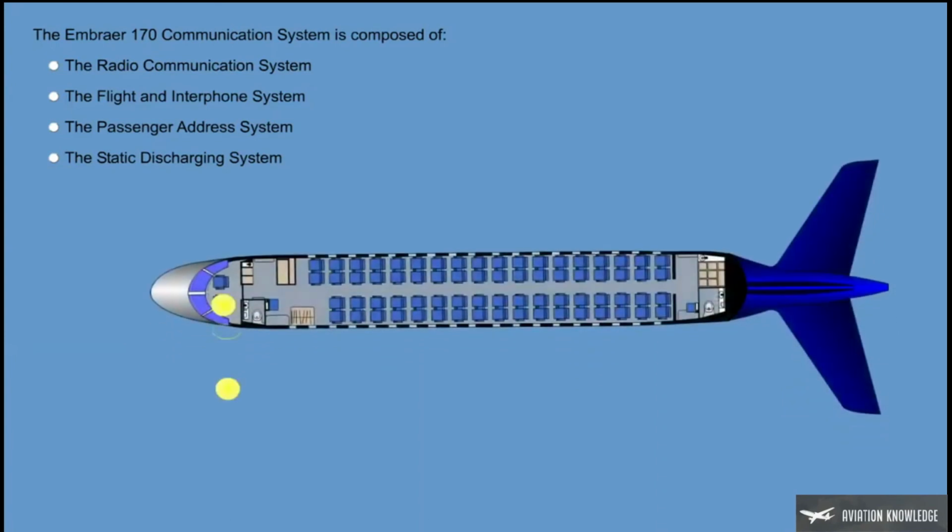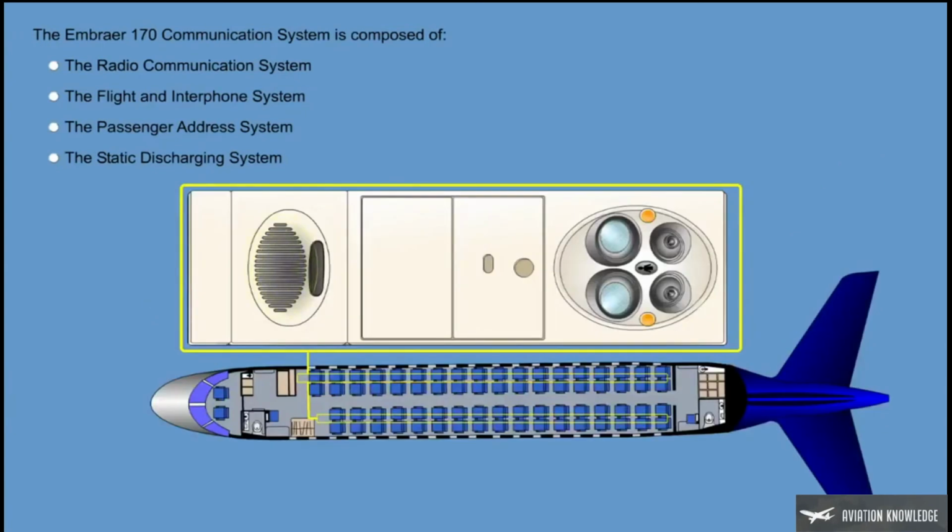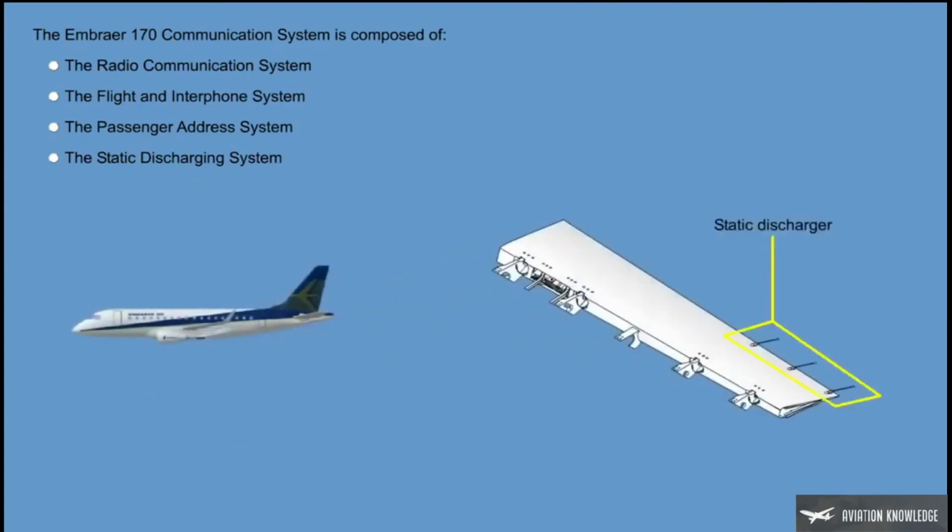The flight interphone system enables communication among the crew and to ramp personnel. The passenger address system provides a means for the cockpit and cabin crews to make live announcements and to play pre-recorded announcements via cabin loudspeakers. Static discharging has two purposes: to prevent the dangerous effects of lightning discharge on the airframe and to decrease the interference static electricity causes to radio communication.